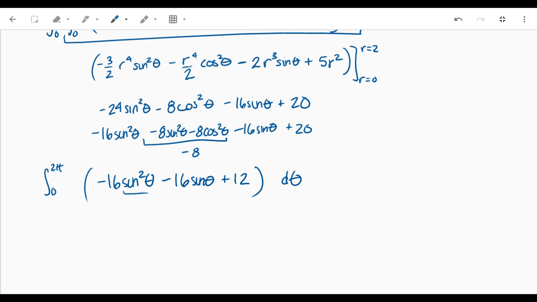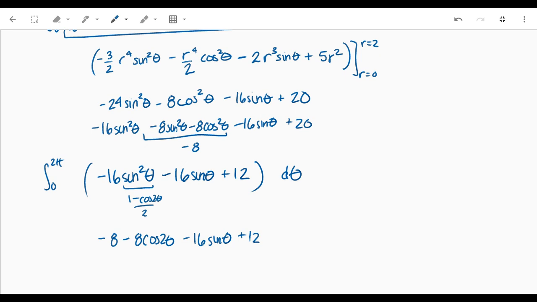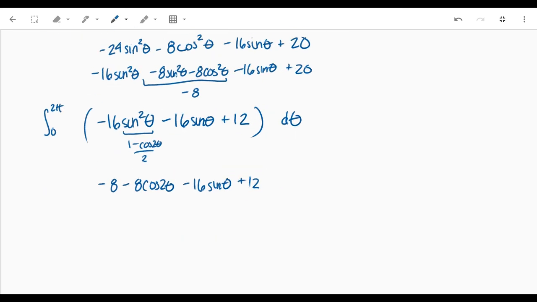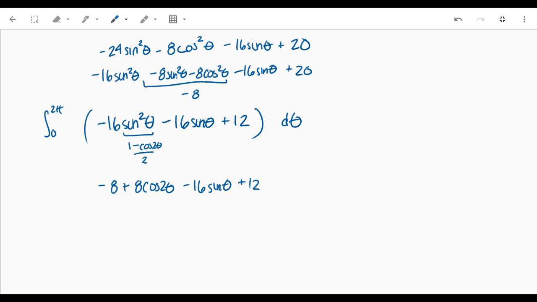Remember sine squared is 1 minus cosine 2 theta over 2. Okay, so I'm going to have negative 8 minus 8 cosine 2 theta minus 16 sine theta plus 12. Oh, that would be a plus because of the double negative. So I'll have 8 cosine 2 theta minus 16 sine theta plus 4. Now I'm ready to integrate.